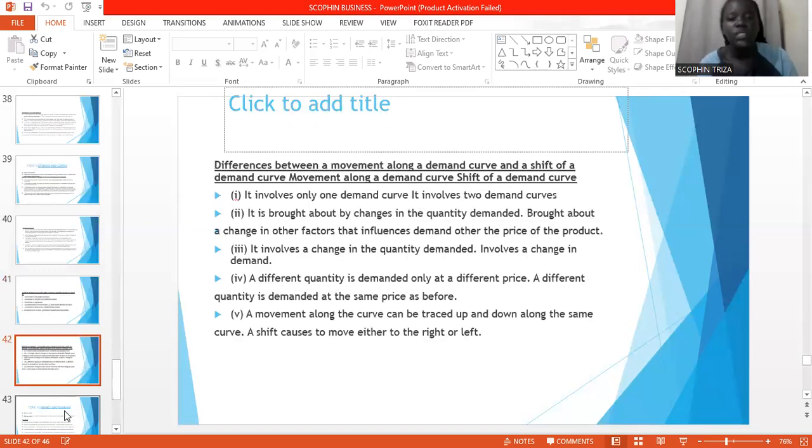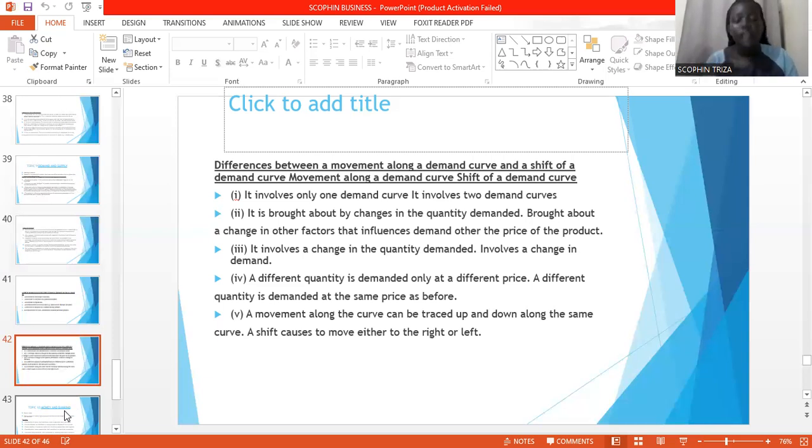Now, some of the differences between a movement along a demand curve and a shift of a demand curve. Number one, movement involves only one demand curve, while the other involves two demand curves. Another one, movement is brought about by a change in the price, changing the quantity demanded, while the shift of a demand curve is brought by a change in the other factors that influence demand other than the price of the commodity. And the difference is that one involves a change in quantity demanded, while the other involves a change in demand.